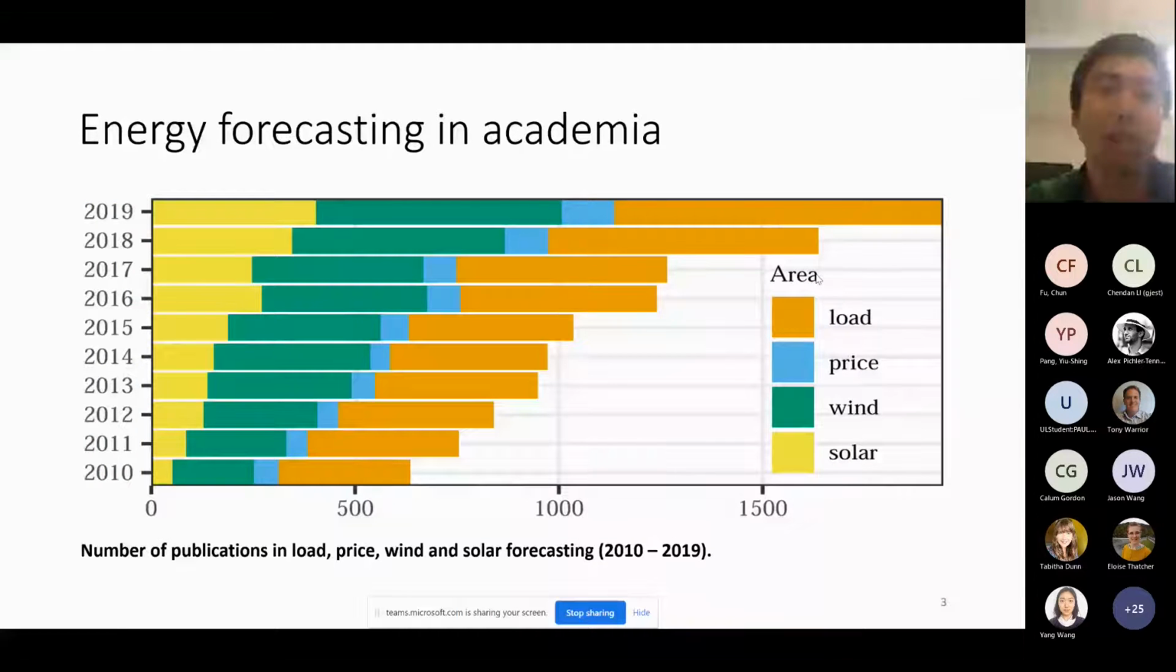So that was energy forecasting in industry. Basically that said, industry needs energy forecasting, and they recognize they need it. Okay, so I'm showing you another plot.